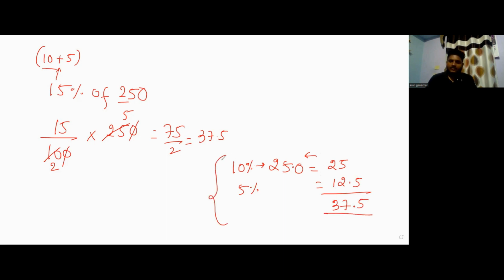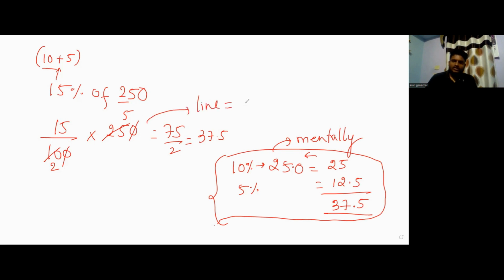This entire thing, what I have done, you can actually do mentally without writing anything. Remember, as soon as you write a line, it costs you a minimum of 10 to 15 seconds. So this process can be done entirely mentally. First we calculated 10%. 10% of 250 was 25. Then we calculated 5%, which was 12.5. And finally, we got the answer as 37.5. Understanding what we did here?